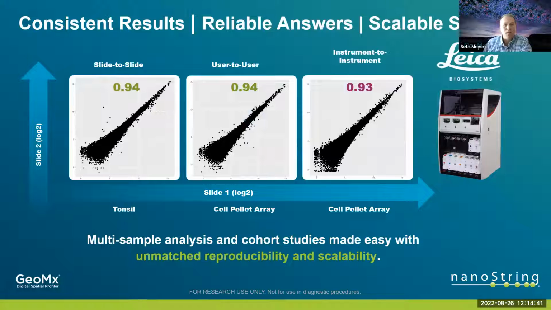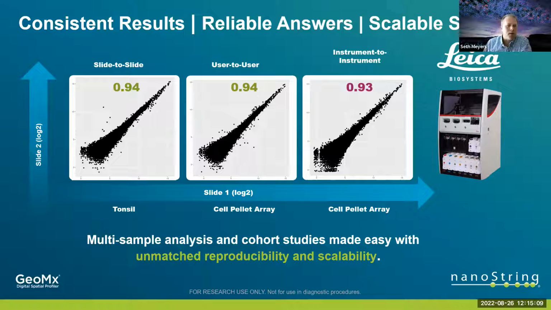Also consistency. We have a wonderful partnership with a number of different platforms, one with Leica, where we've got an automated sample preparation workflow with the Leica Bond RX system. Essentially, this reduces hands-on time from 3.5 hours down to 30 minutes. It also provides great slide-to-slide, user-to-user, and instrument-to-instrument reproducibility, and really opens the door for being able to do large cohort studies or multi-site studies as well.